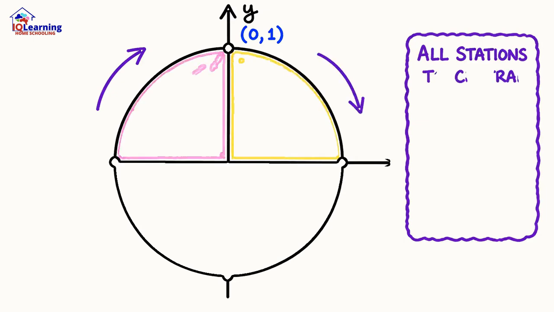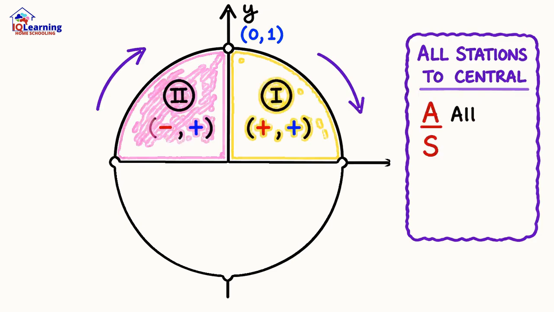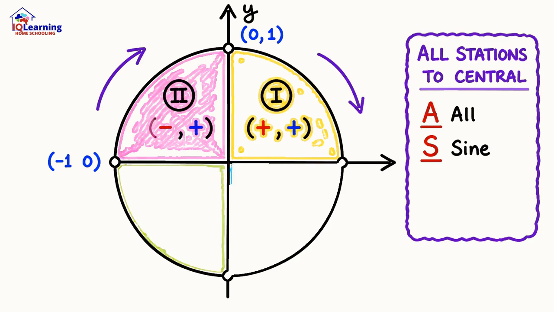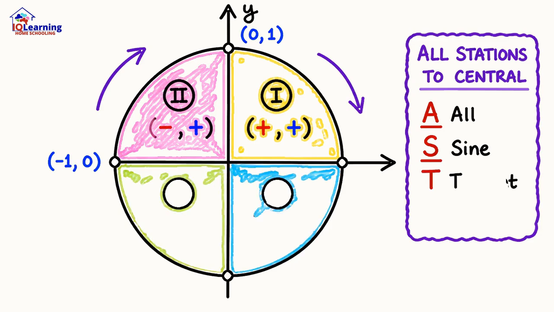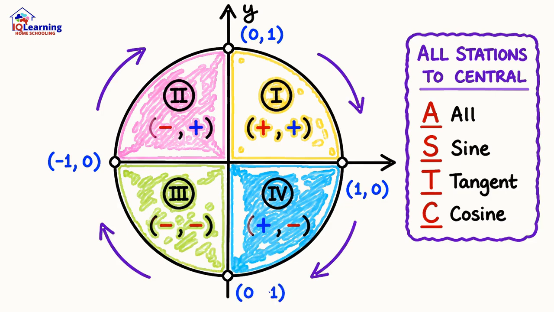As the point travels through the 4 quadrants, the signs of x and y change. To keep track, we use the mnemonic "All Stations To Central." In quadrant 1, A, all functions are positive. In 2, only S. In 3, only T. And in 4, only cosine.